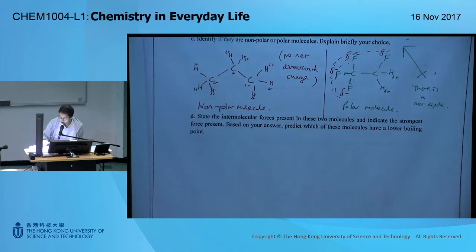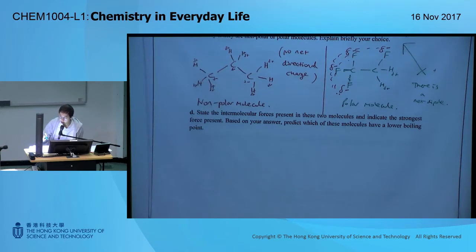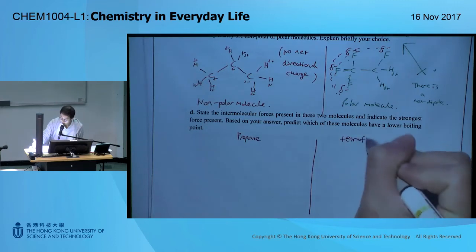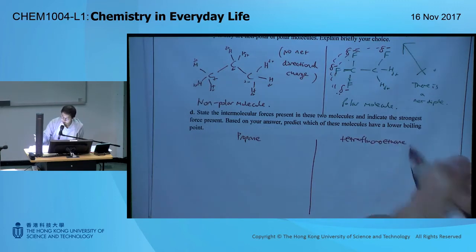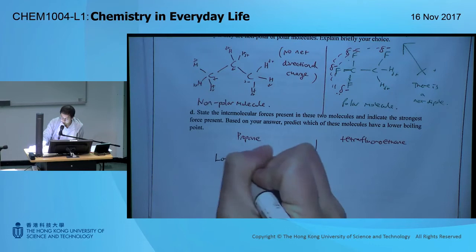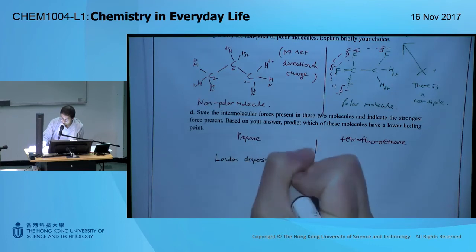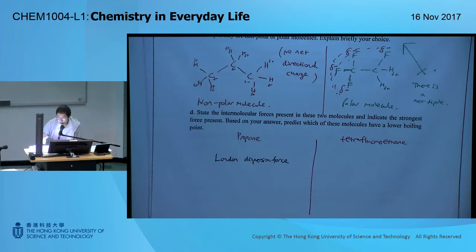So with this knowledge, you have to state the intermolecular forces present in these two molecules and indicate the strongest force. So for propane, which is a non-polar molecule, it will have London dispersion force. This is to do with the electrons being unevenly distributed within the molecule by chance and then forming some dipoles. And that's it. There's no polarity, so there's no dipole-dipole attraction.